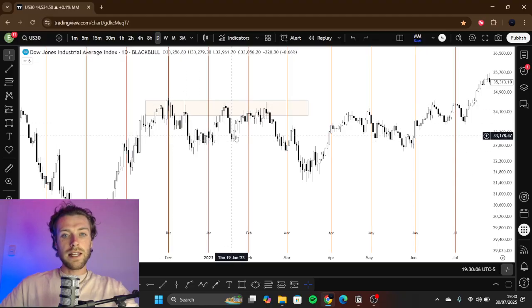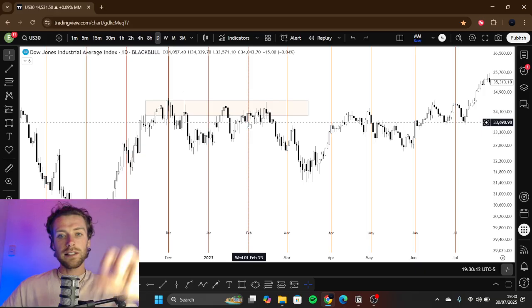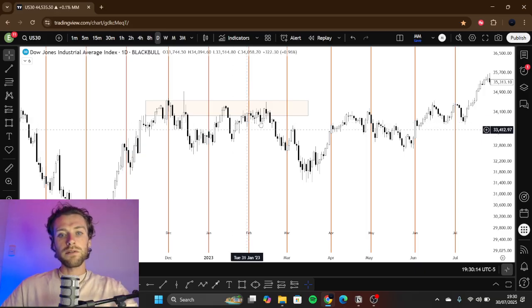Price kept trading into this area and failing. So we have a new month that opens. So a new month, beginning of a new timing cycle. This is like the start of a new narrative. So what is this month going to do?